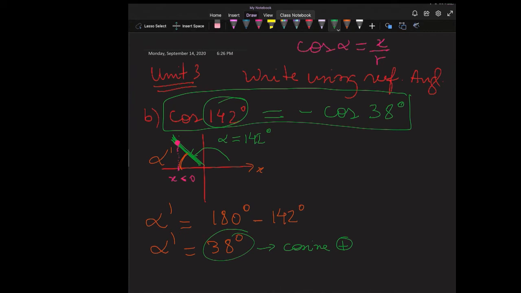So remember, I needed to make the adjustment. So the minus sign here is very important. Otherwise, it's not going to be the same.